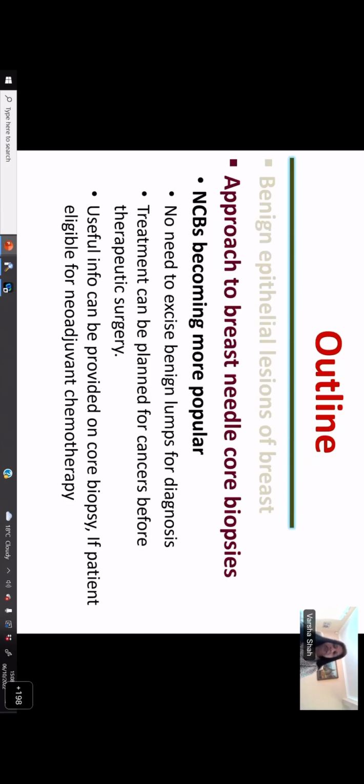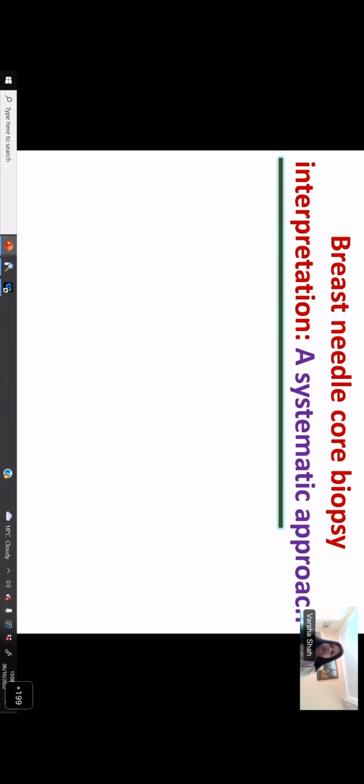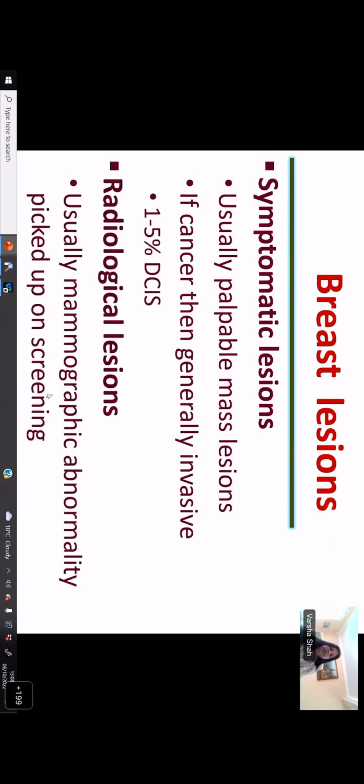We hardly do any FNAs here. Most of them are needle core biopsies, which are usually performed by the radiologist under radiological guidance, either ultrasound or stereotactic biopsy. So let's look at how we approach it. What are the types of breast lesions?